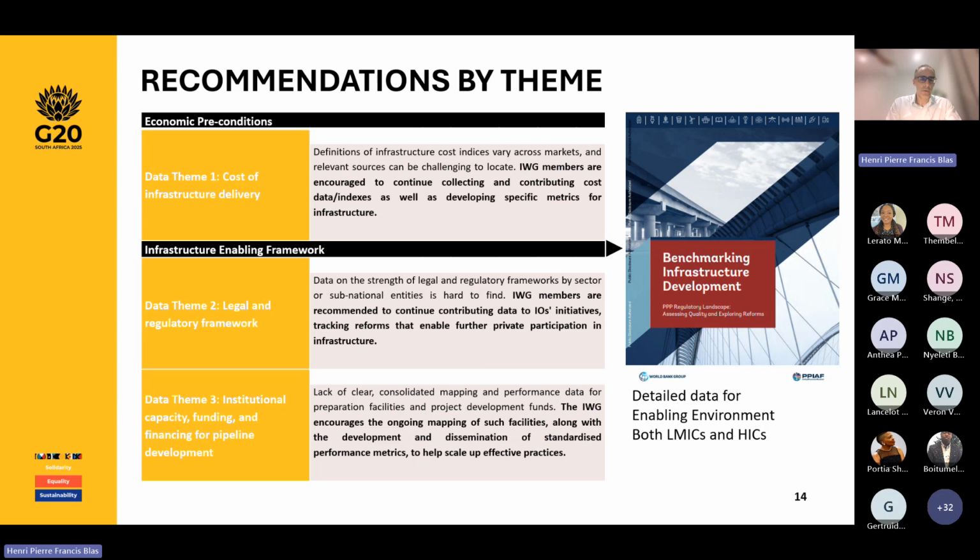But when it comes to the infrastructure enabling framework, I think the main recommendation that came out of the work that we've done with the G20 members is that there are already platforms that help investors get a good sense of how strong the market enabling environment is. One of the key leading documents to do this is called Benchmarking Infrastructure Development. It just happened to be done by colleagues at the World Bank, but it's really very thorough. It covers 150 countries, including high income and emerging markets, and gives you about 100 indicators on that enabling environment.